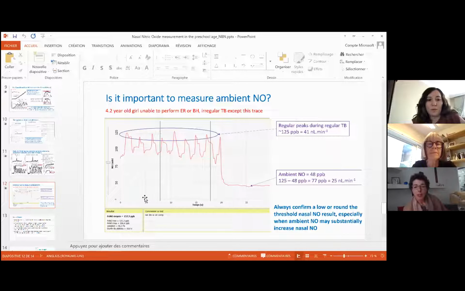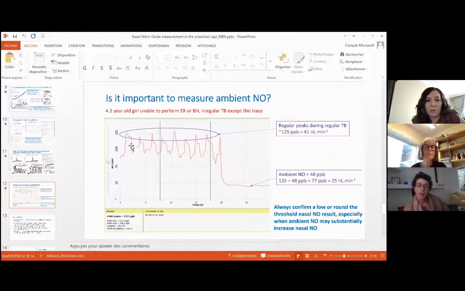And so last to finish is the ambient NO. You see, for example, this child has quite regular NO peaks, but if you see the ambient NO, which is high, and you subtract it from the peaks, you get quite a low level of NO. So you don't really know which measure the NO is for this child. So it's better to schedule a second measurement and hope for a low level of NO on that day.